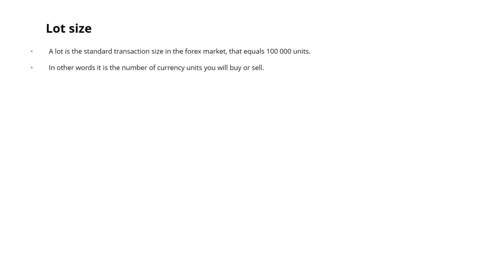Okay. So let's talk about the lot size, right? So what is a lot size? A lot size is the standard transaction in the Forex market that equals 100,000 units. So this is what the lot size is, what you use, right? When you're buying, you see on your chart it's written lot size. For example, you see something like this, right? They'll write sell here, they'll write buy, and they'll put 0.01 in the middle and stuff like that, right? So in other words, it is the number of currency units you will buy or sell.